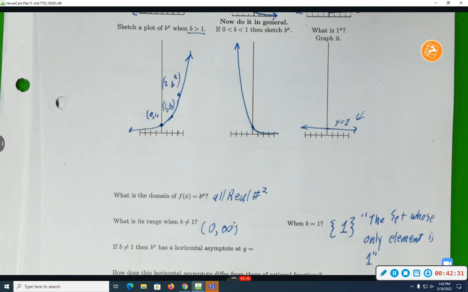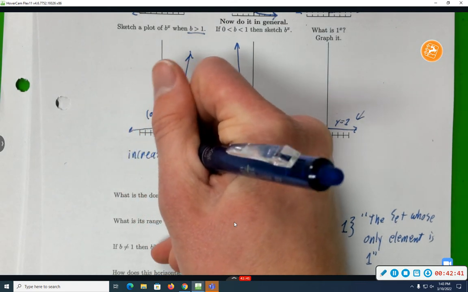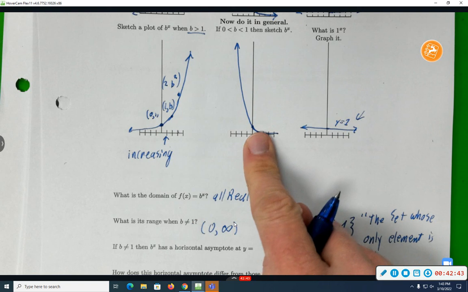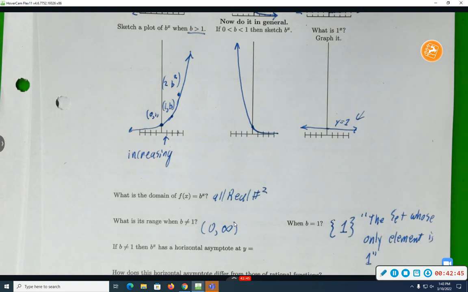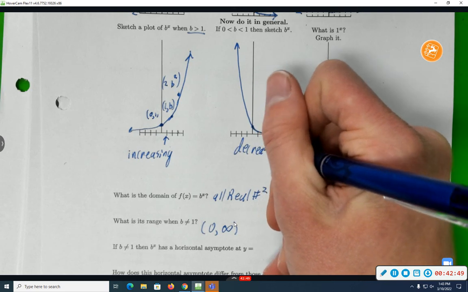Where is this function increasing? Is it ever not increasing? I think this is always increasing. What about the second one? I should make clear what I mean by the second one. This function, increasing or decreasing? The opposite.